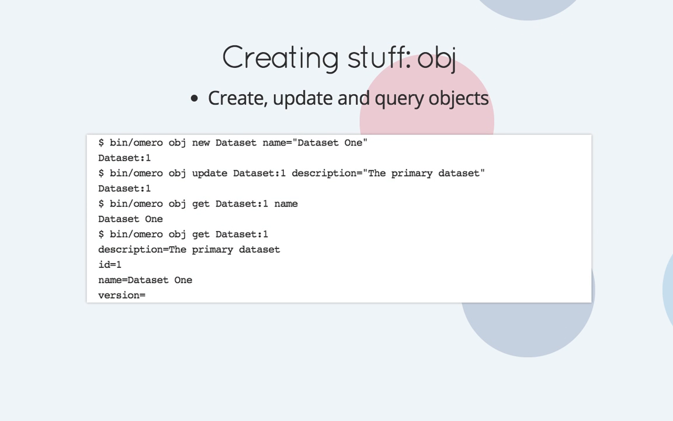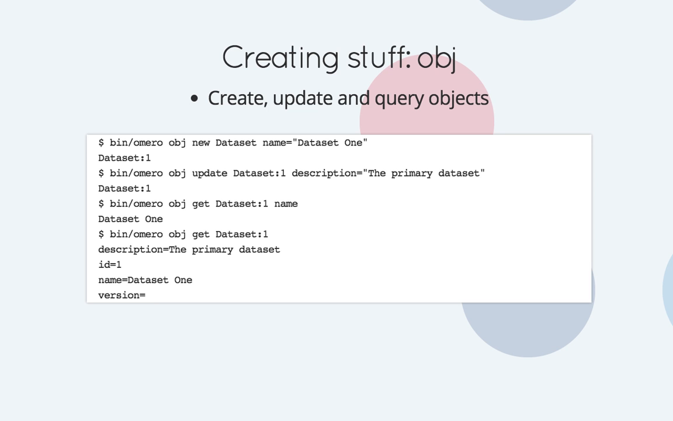Looking at a simple example here, we create a new dataset called dataset 1, and you see we get back the ID, dataset:1. This is the standard format I talked about in another talk, so this could then be used directly and passed to an import command to import into that dataset.